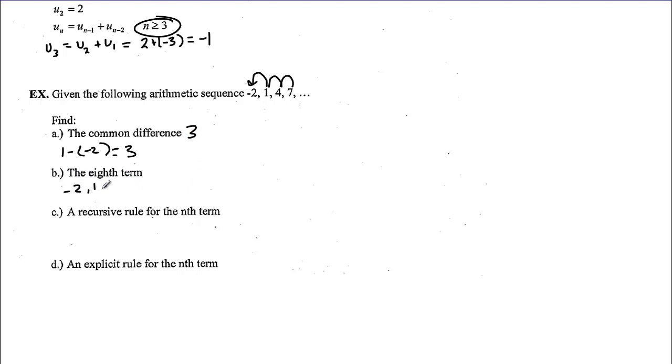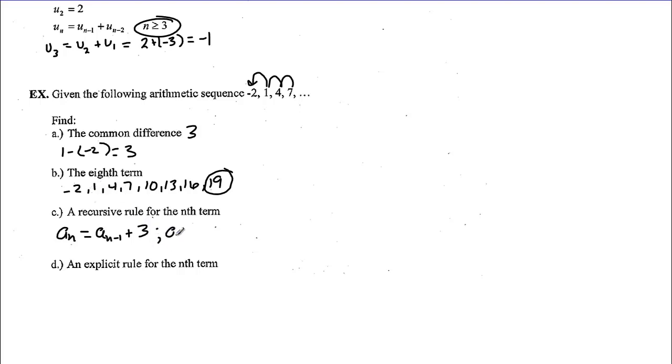We got -2, 1, 4, 7, keep adding 3. 10, 13, 16, 19. Is that the 8th term? 1, 2, 3, 4, 5, 6, 7, 8. That's the 8th term right there, 19. A recursive rule for the nth term would be a sub n equals a sub n minus 1 plus 3. So you want the third one, take the second one and add 3.